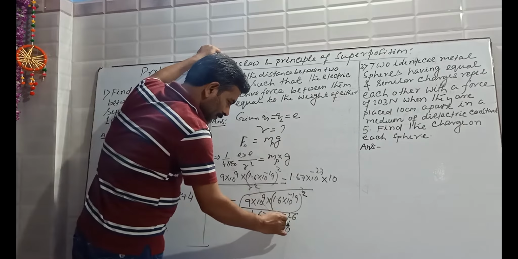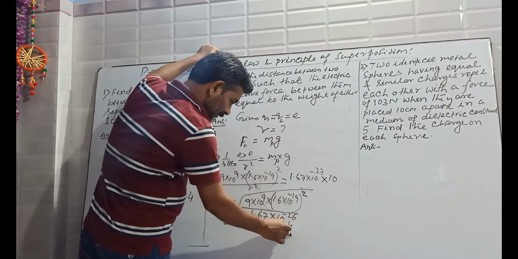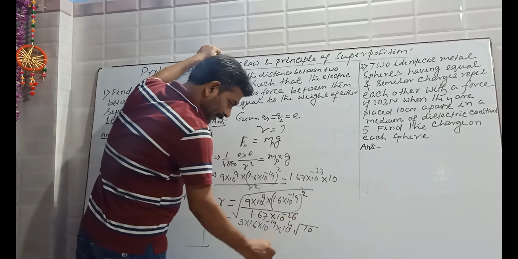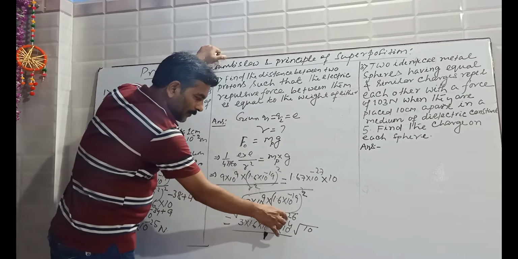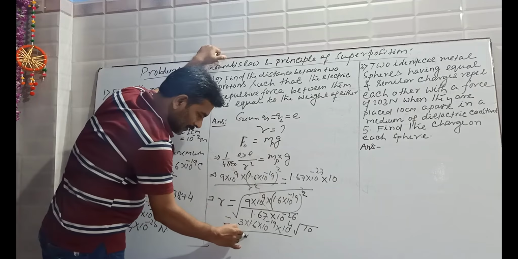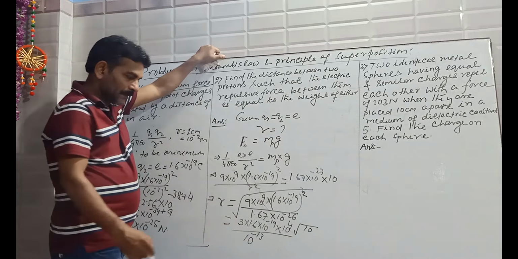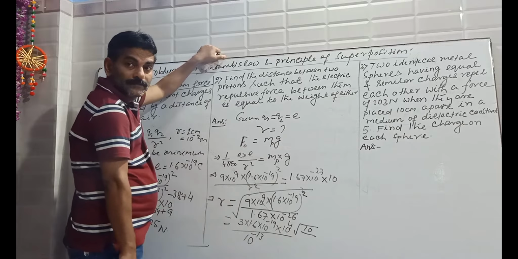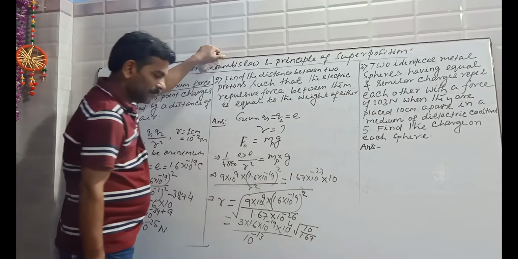So you can write 10 to the power 4 into root 10, by how much? 10 to the power minus 26. Root over of 10 to the power minus 26, how much? 10 to the power minus 13. And the remaining term is how much? 1.67. Do you follow me?